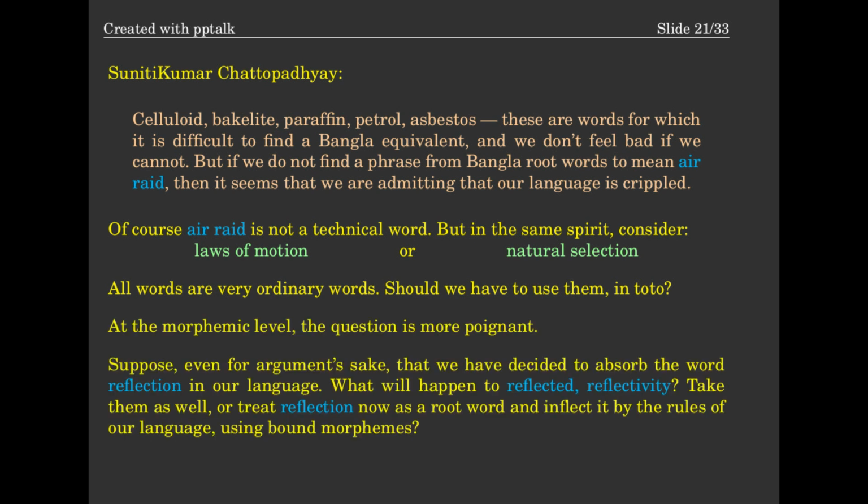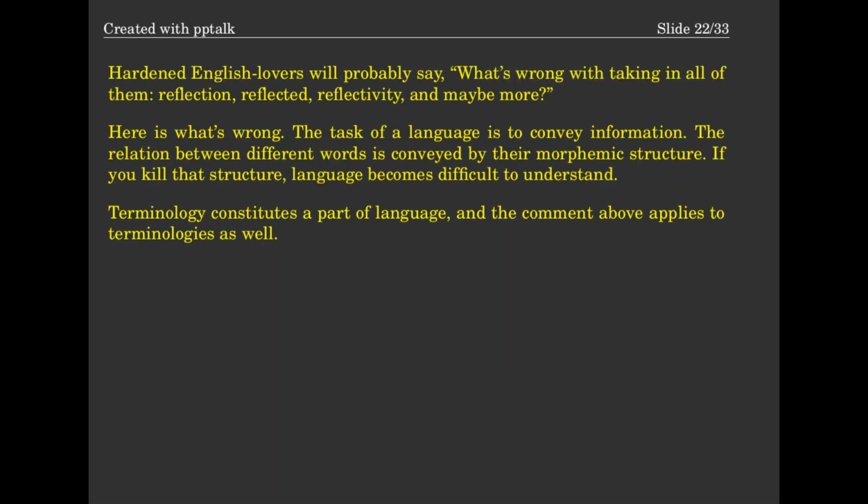Now, at the morphemic level, the question is more poignant. Suppose, even for argument's sake, that we have decided to absorb the word reflection in our language. What will happen to reflected or reflectivity? Should we take them as well? Or treat reflection now as a root word and inflect it by the rules of our language using bound morphemes? Hardened English lovers will probably say, well, what's wrong with taking in all of them? Reflection, reflected, reflectivity, and maybe more.